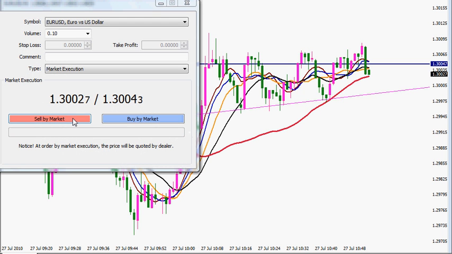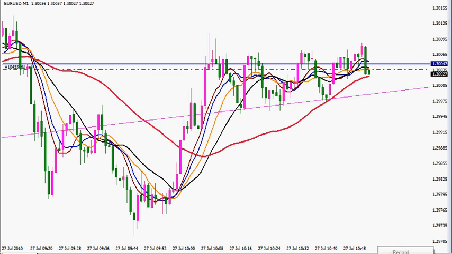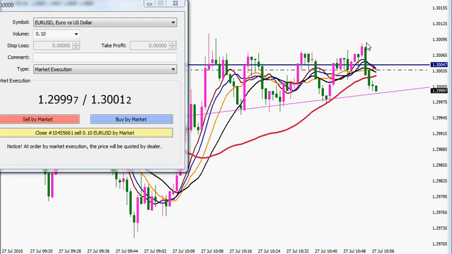Okay, guys, it looks like we have our opportunity. And by the way, our stop loss is right above the top of this candle. Our stop loss is at 1.30011.